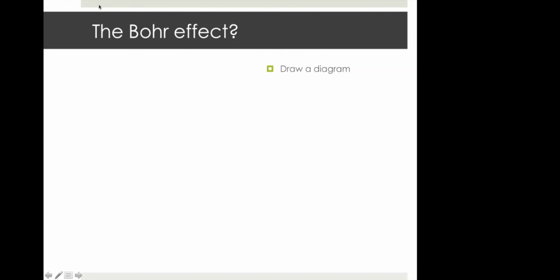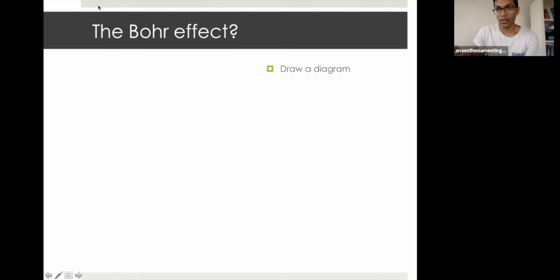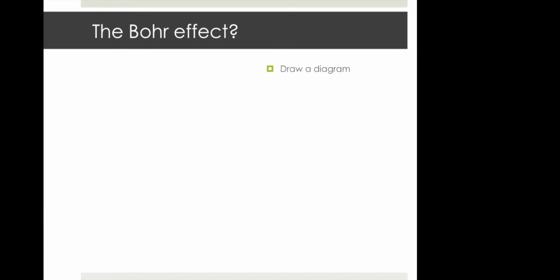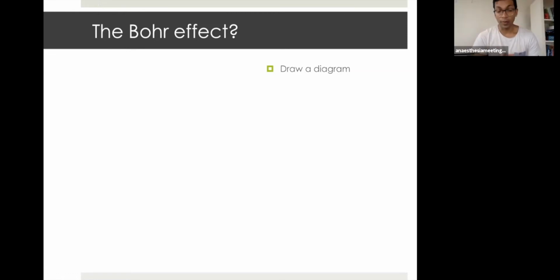Yeah, sure. So, what would the diagram look like if you were to draw it? It would be a right shift of the oxygen hemoglobin dissociation curve. I can't remember exactly what the values would be, but just a right shift essentially. Yeah, exactly. Your P50 just shifts.